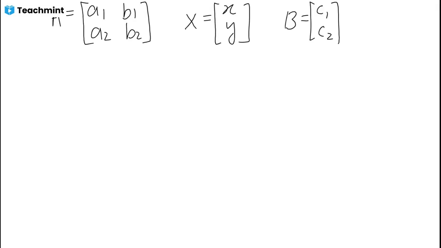Solution means we need to find the unknown variables. So we have the form AX is equal to B, then we need to find X is equal to A inverse into B. So to find the solution, we first need to find A inverse, then just multiply with B, and you will get the answer.